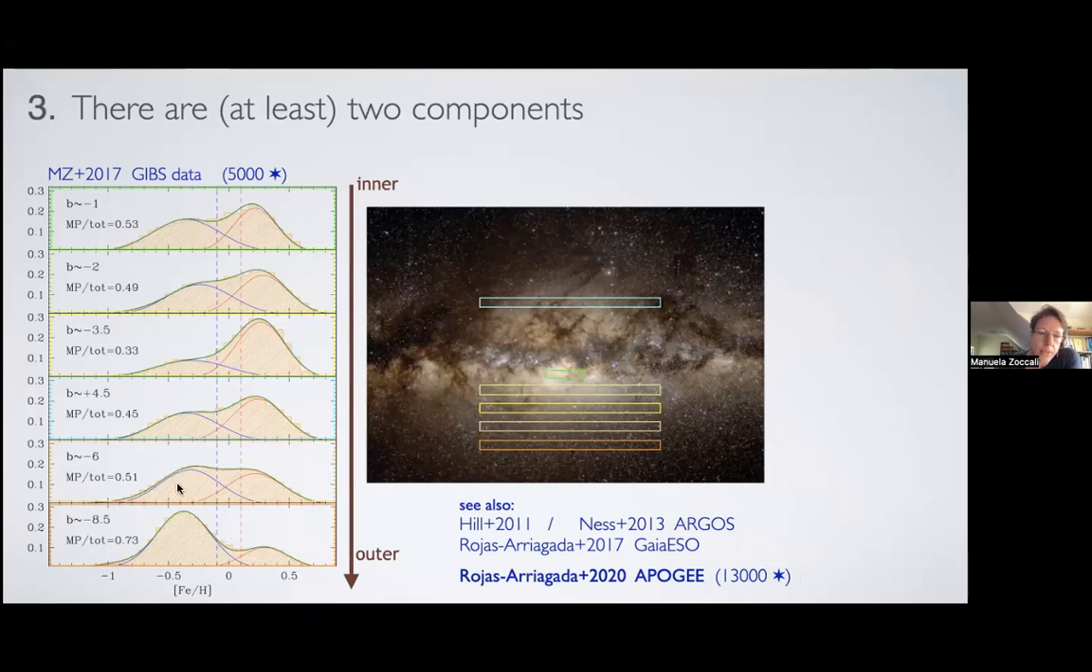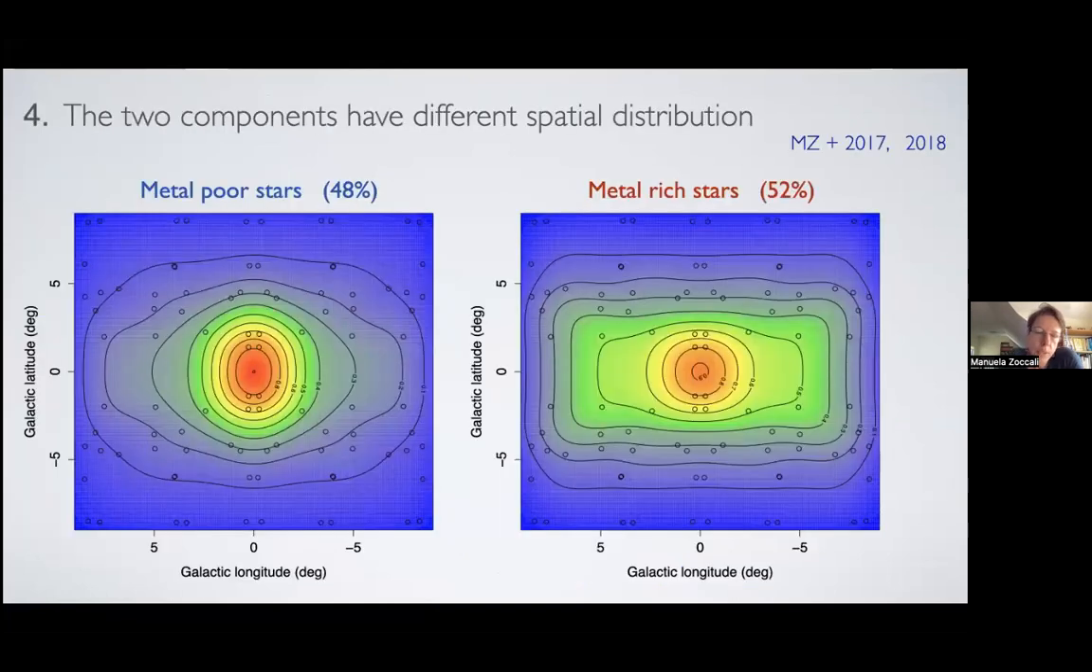The fact that the relative ratio of the two components changes in space means that they must have a different spatial distribution. And in fact, if we reconstruct the spatial distribution in the sky of the two components, we see that the metal poor stars trace a structure that is fairly axisymmetric, while the metal rich stars trace a clear rectangle, which is the boxy structure that we expect for a bar seen edge-on. But I want to emphasize here that the two components make up more or less half and half of the total mass. So the metal poor component is not marginal with respect to the bar and the boxy peanut, et cetera, that we have been talking about so far. It is half of the thing.